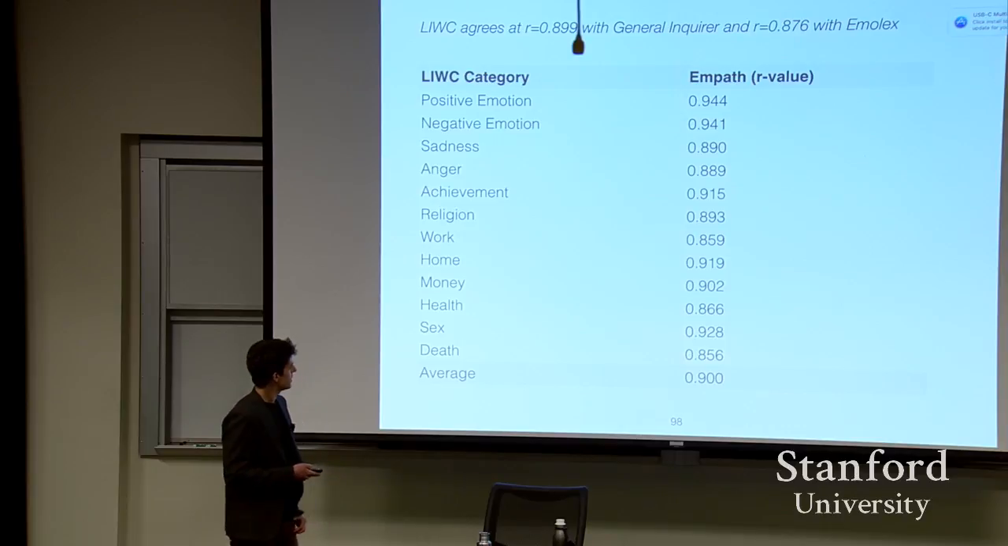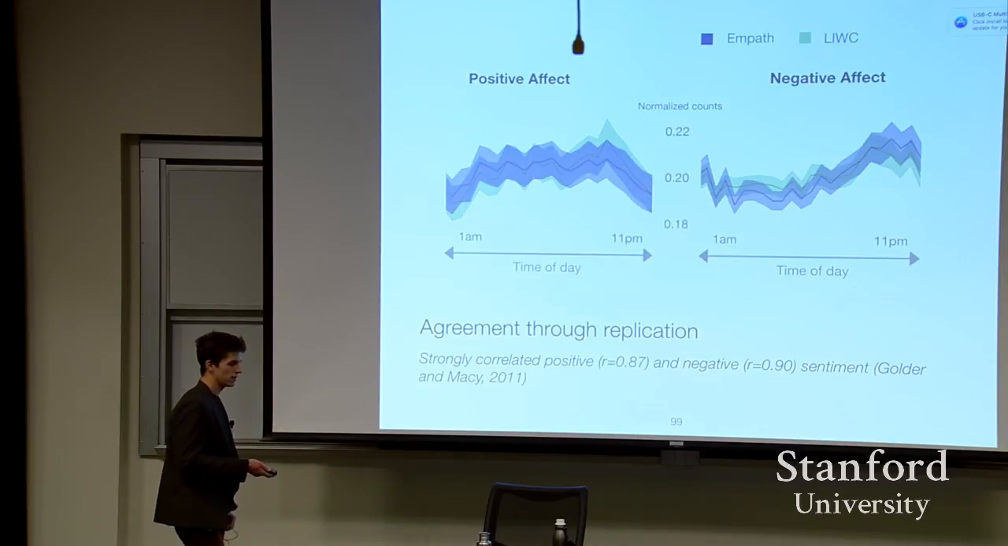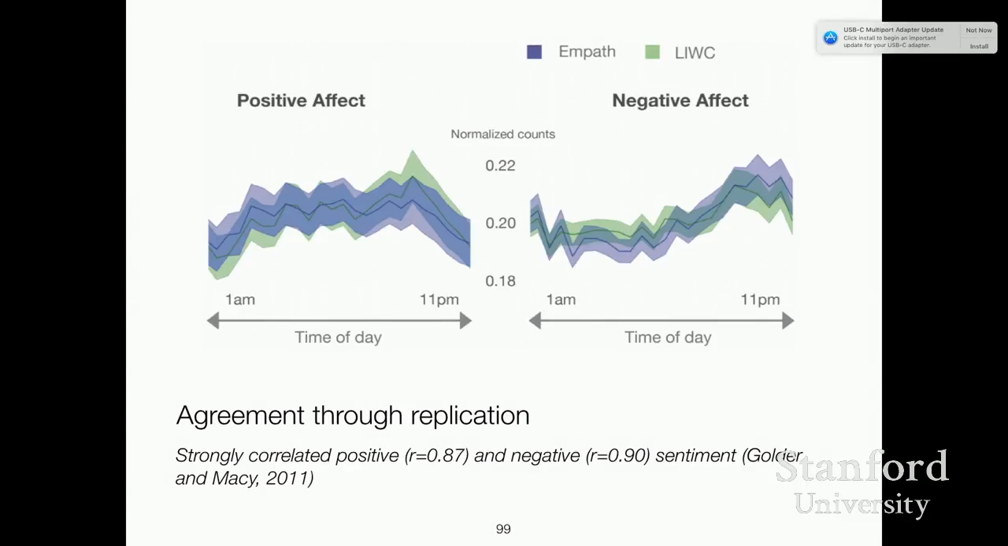So we can even push this one step further and look at whether we can replicate some existing high-impact work in this space. For example, in 2011, Golder and Macy published this study looking at mood on Twitter over time of day. What they found was that as the day goes on, you have an increase in negative affect on Twitter, whereas you have a peak and decline of the positive affect. And so what we're able to do is replicate those signals using the LIWC tool and then show how the categories in Empath also replicate nearly exactly the same signals, again with a very high correlation.